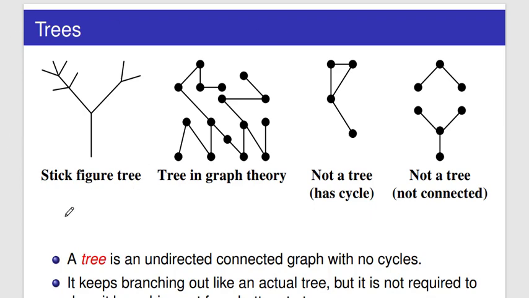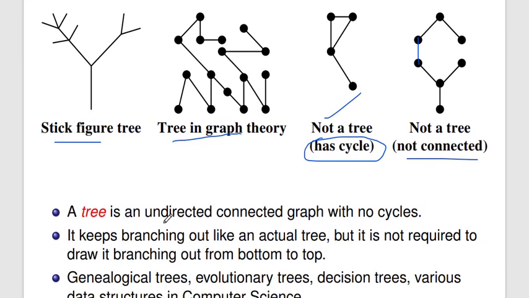This is a stick figure tree. A tree in graph theory looks like this, and if it has a cycle then it's not a tree, it's only a graph. Also a tree should be connected, like this is a disconnected graph. We all know what a disconnected and connected graph is. So a tree is an undirected connected graph with no cycle.